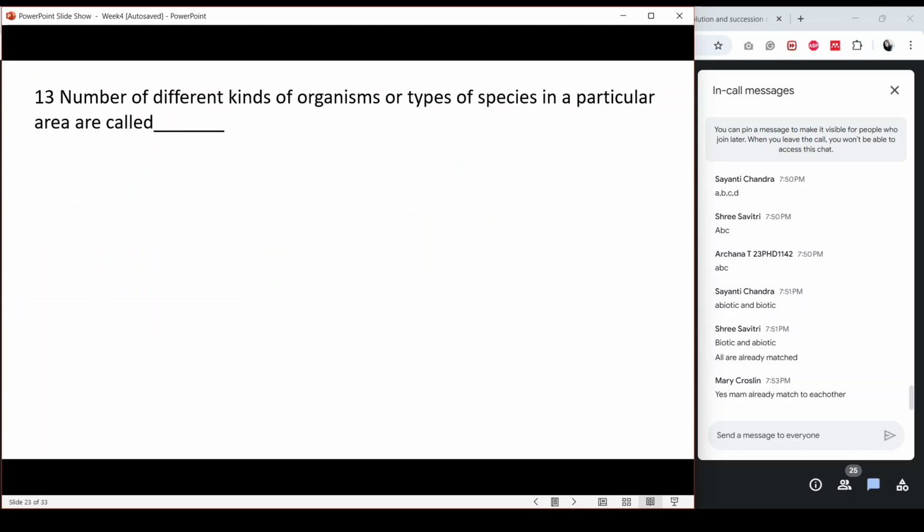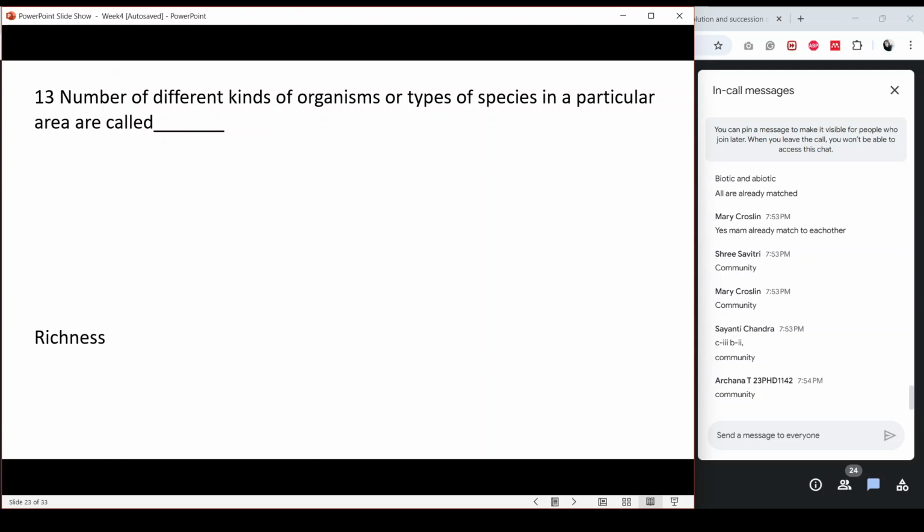So the next question is, the number of different kinds of organisms or types of species in a particular area are called what? Different kinds of organisms are there in a particular area. What are they called? So the answer is richness. We are talking about number, so we are talking about the quantification.